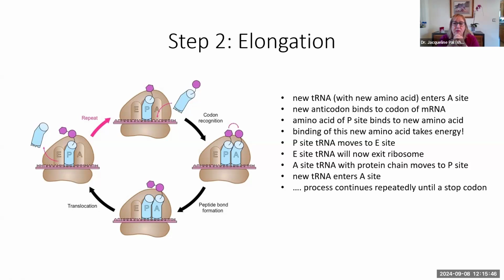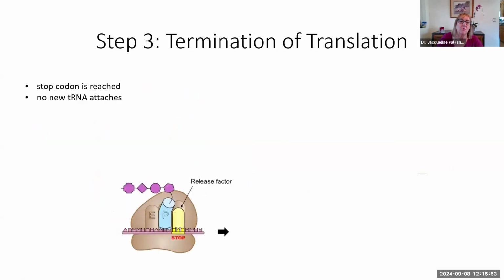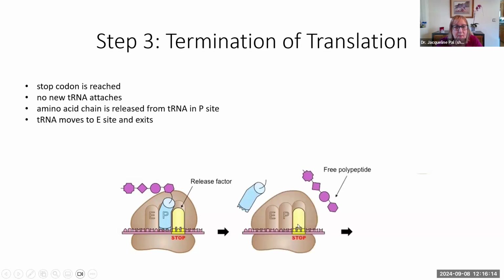Do you remember what step 3 was called? That's right, it's called termination. So when a stop codon is reached, and do you remember how many possible stop codons there were? Yeah, there were 3 of them. When a stop codon is reached, no new transfer RNA attaches. In fact, there's a release factor that will attach. And what happens now is the amino acid chain is released from the transfer RNA. Yes, this takes energy.